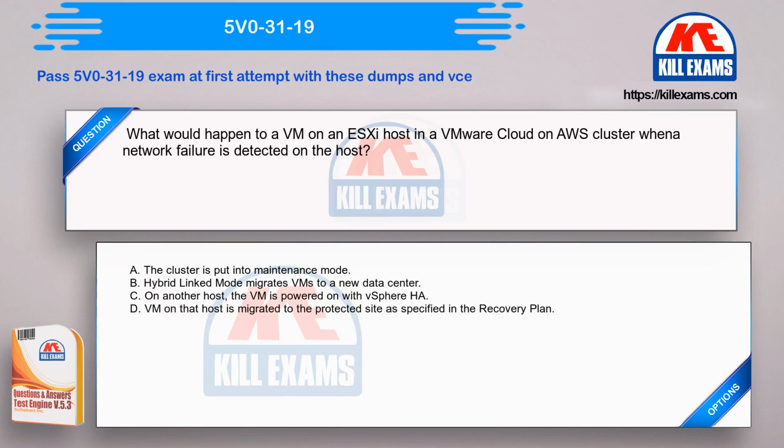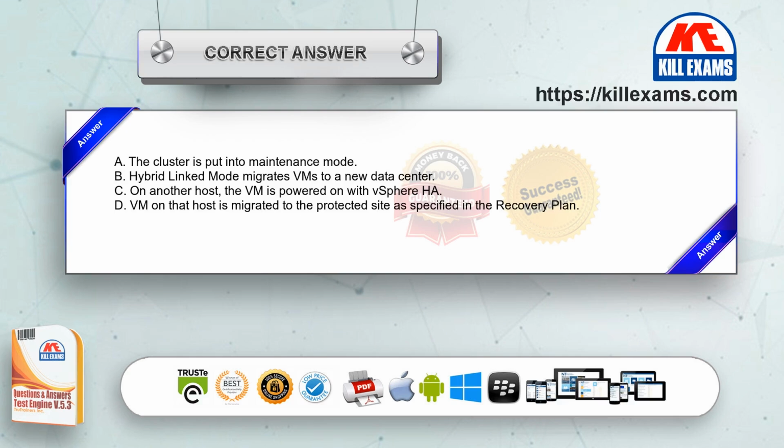What would happen to a VM on an ESXi host in a VMware Cloud on AWS cluster when a network failure is detected on the host? Option A. The cluster is put into maintenance mode. Option B. Hybrid link mode migrates VMs to a new data center. Option C. On another host, the VM is powered on with vSphere. Option D. VM on that host is migrated to the protected site as specified in the recovery plan. The correct answer is option A.